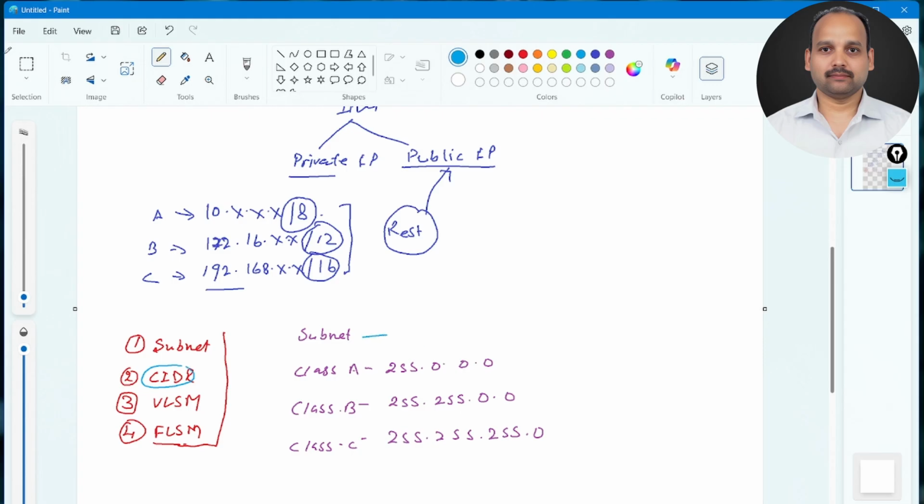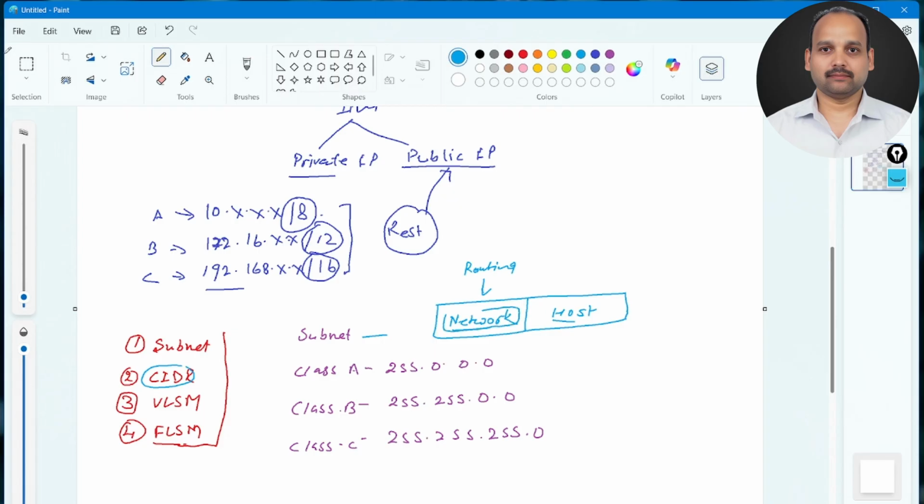So what is the subnet? Subnet splits your IP into two parts. So what are the parts? If I divide my IP address into two parts, the first part will be the network address and the second part will be the host address. What is the network address and what is the host address? The network address is used by network devices, from a routing perspective. So this is the network.